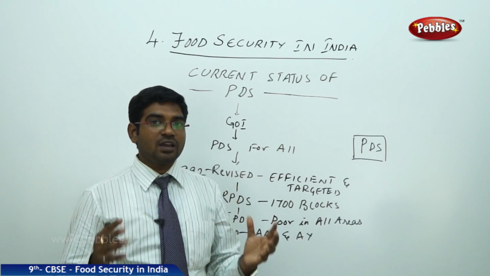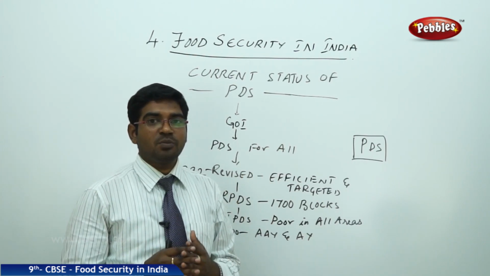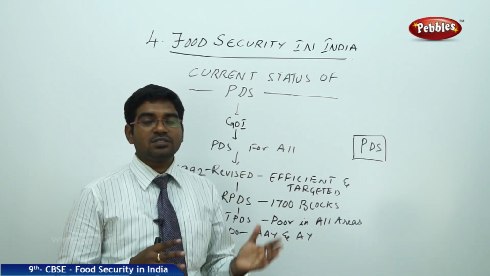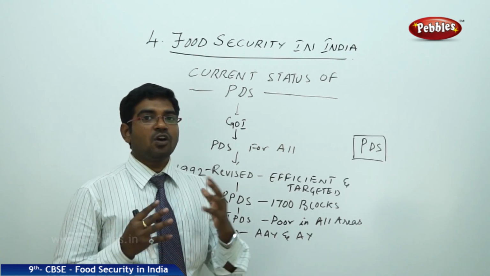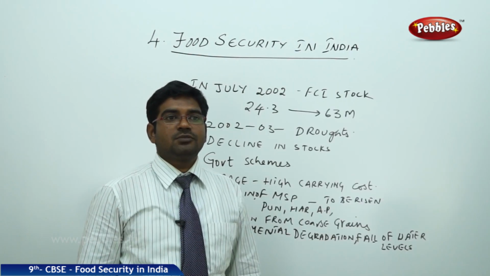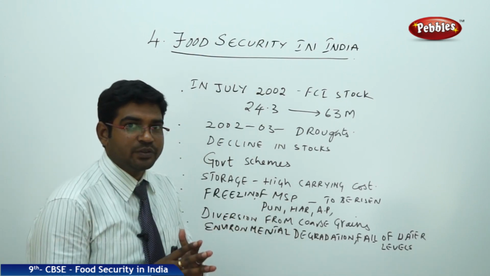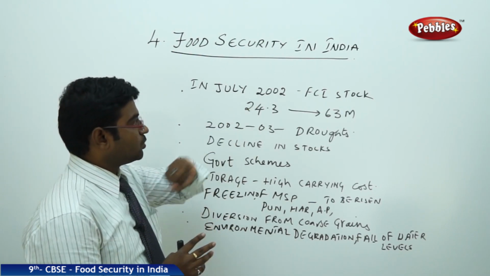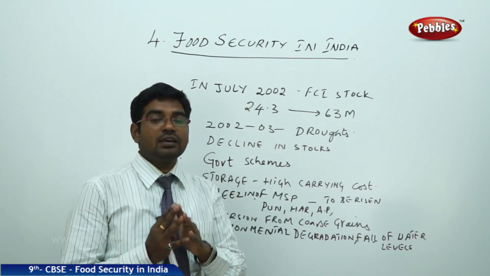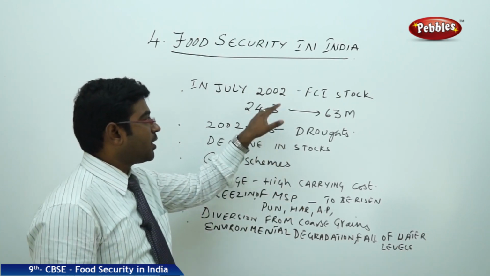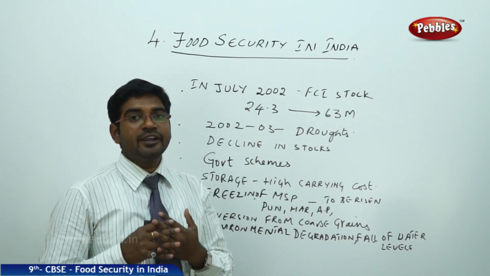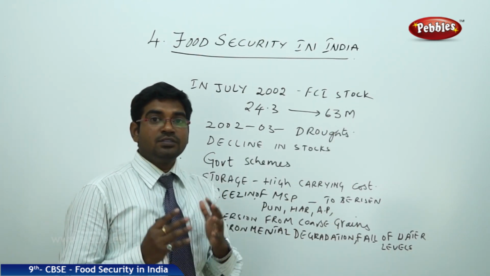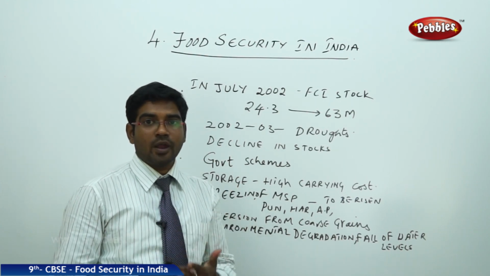One is, even though we have stockpiles, people are still suffering from poverty, and on the other hand, the excessive storage of the stock has given way to things getting rotten, spoiled or eaten away by rats. Now, as per the statistics which we discussed earlier, in July 2002, the FCI buffer stock required level was 24.3 million tons, but it maintained 63 million tons. This is nearly 2 times what is required.